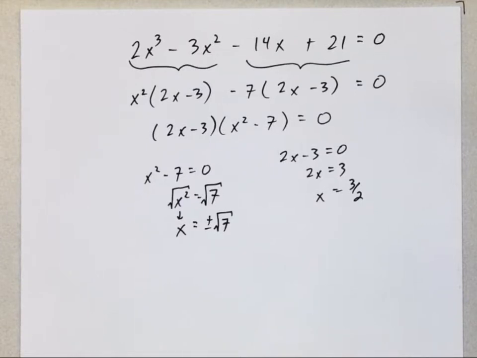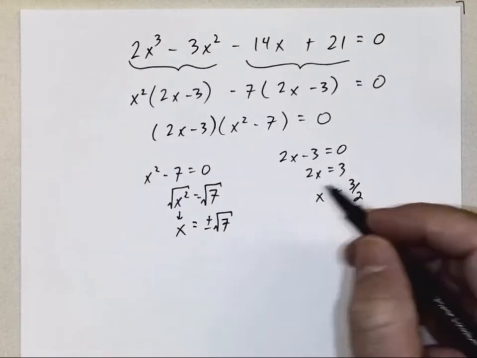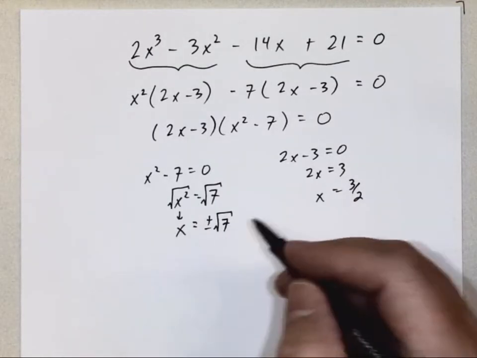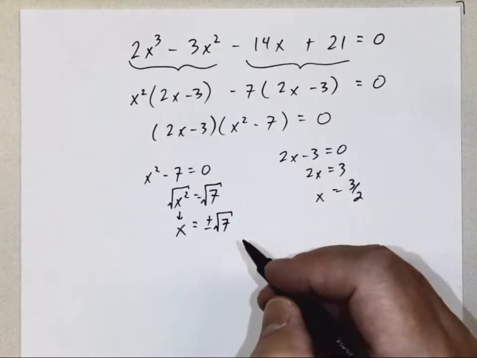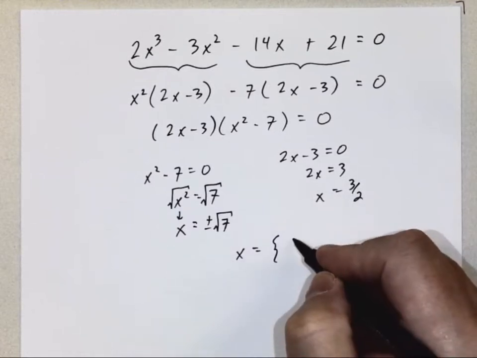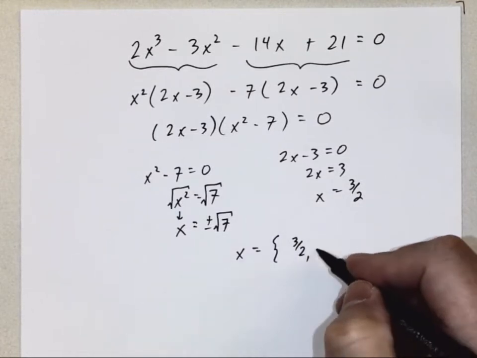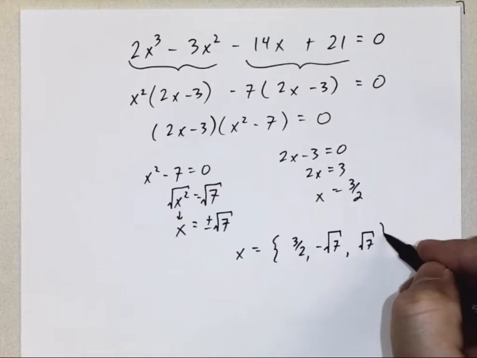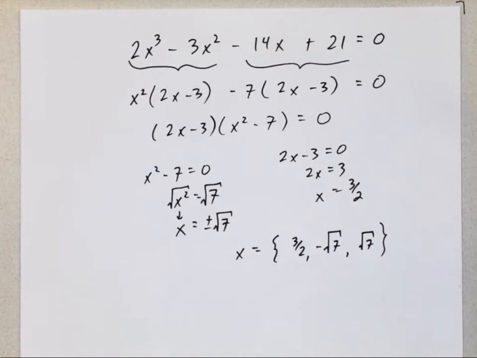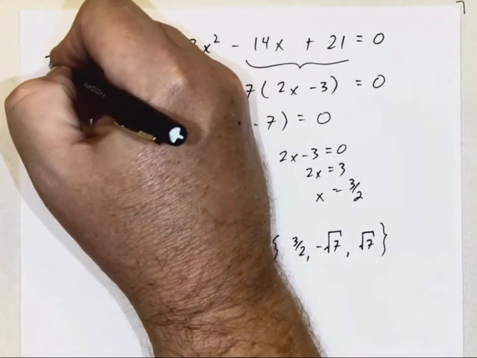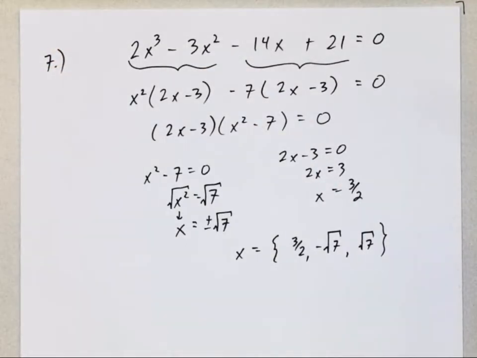So we actually have 3 solutions. Now be careful, because when you enter the answers in the computer, you have to split up the plus and the minus. So in other words, I think on the computer you would enter 3/2, negative square root of 7, and square root of 7. Alright, that problem wasn't too bad, especially because factor by grouping worked. Should have said this was number 7.